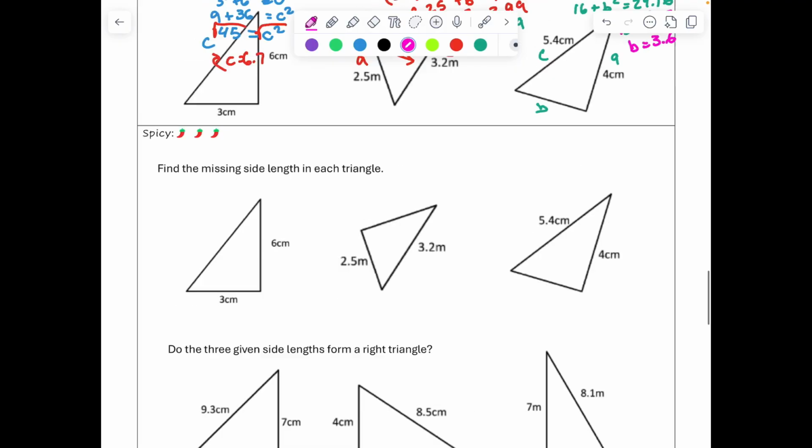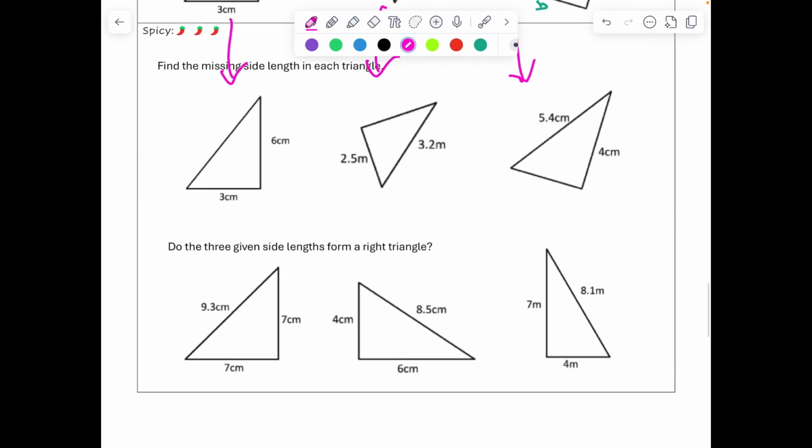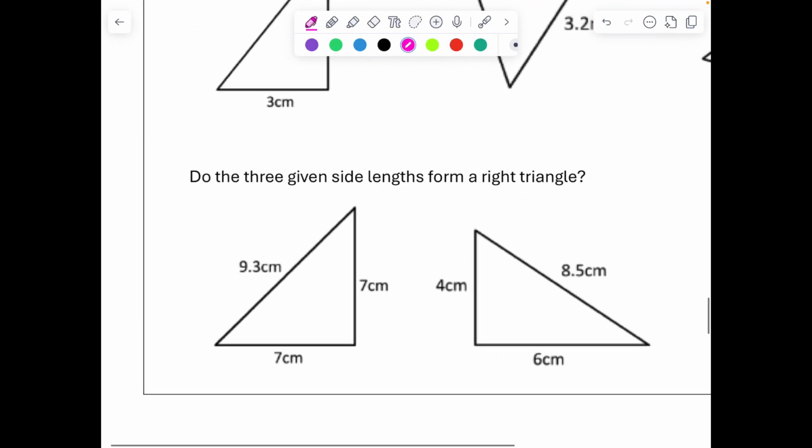And then spicy. This is the same. These are all the same down here. But then we have this extra piece. Do the 3 given sides form a right triangle? So what we can do is plug all of these into our equation and see if that's true. So we've got A, B, and C.